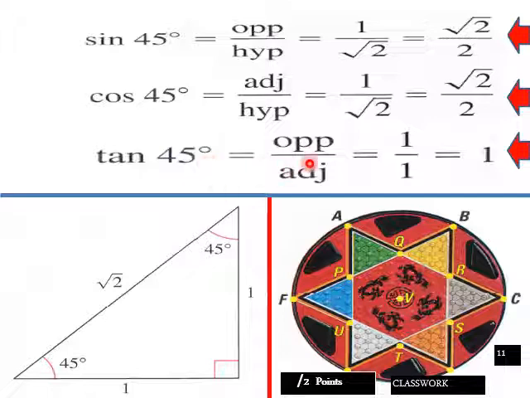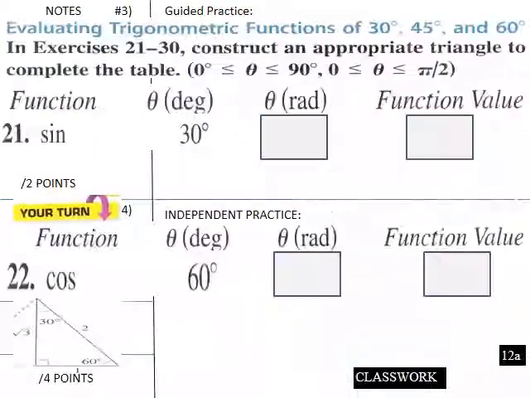And then the tan would be opposite over adjacent, would be 1 over 1, would be 1. Okay, so let's get into our guided practice here. So we're dealing with 30, 45, and 60 degrees as our angles for a right triangle. And again, this will be in the first quadrant here. So in this situation here, we have a sine function with a 30-degree angle. How many radians is that, and what's the function value of that is what we're trying to find here.